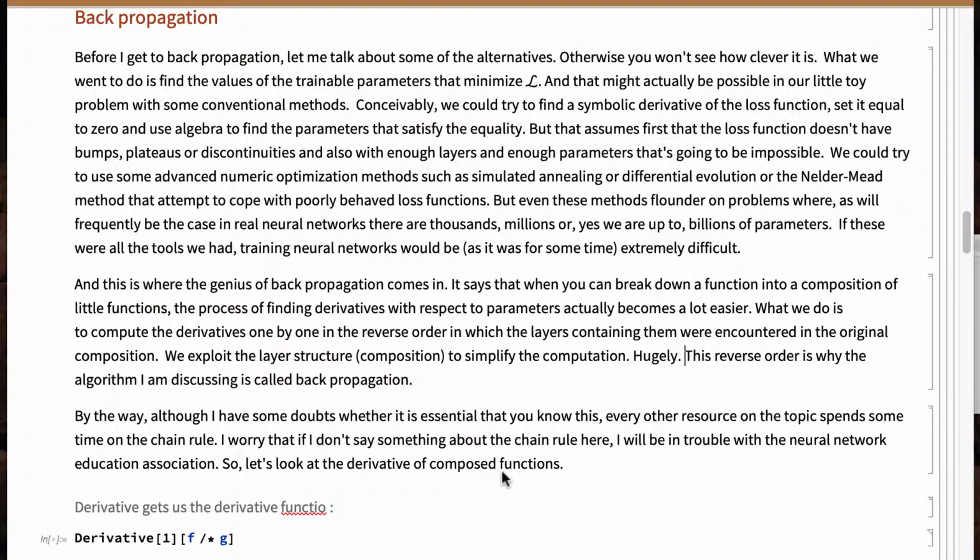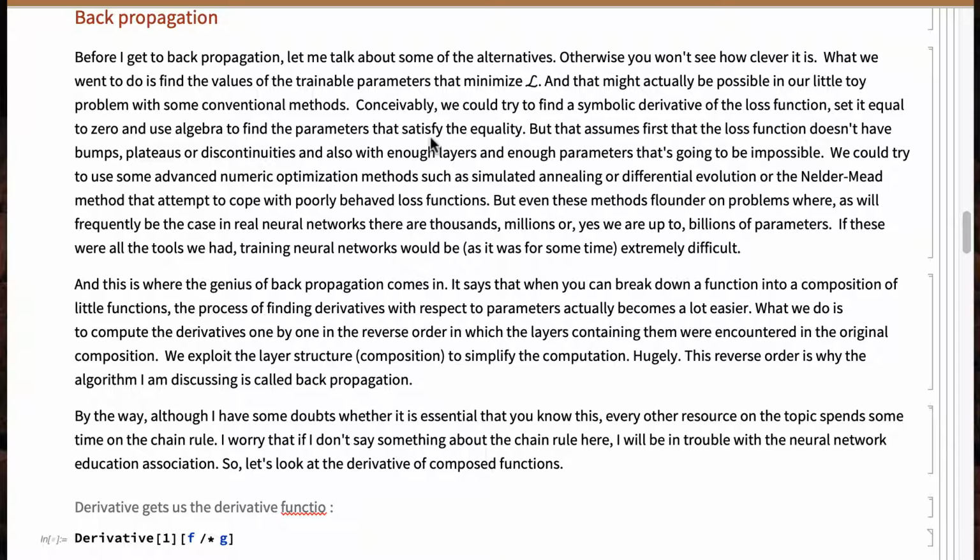We're getting so close to back propagation. But before I explain what it is, I do want to talk about the alternatives. Otherwise, you won't appreciate how really clever backpropagation is. Remember what our goal is going to be. We want to find the values of the trainable parameters in our little toy problem, P1 and P3, that minimize L, our loss. And in our little toy problem, we might be able to use some conventional methods to do that. Maybe we could find a symbolic derivative of the loss function, set it equal to 0, and then use algebra to find the parameters that satisfy the equality.